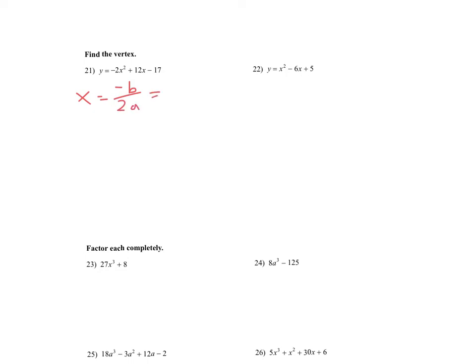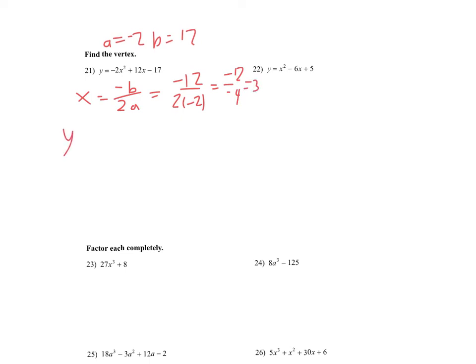And so this one is going to be, so we have a is negative 2, b is 12. And so I'm going to say negative 12 over 2 times negative 2. So that's negative 12 over negative 4, and that's 3. So we know the x value is 3, but we got to find the y value.